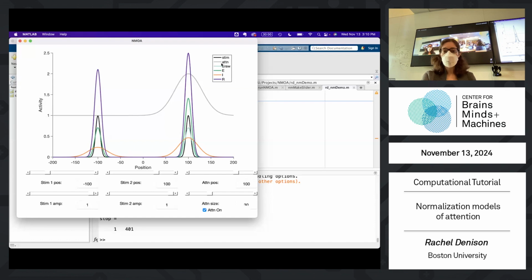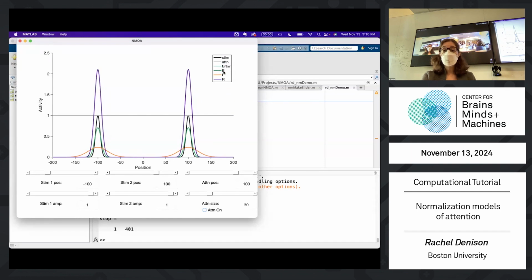We have attention, which I'm going to turn off for now. Let's all turn off attention. So there's just uniform attention across the whole thing. We're going to get to attention later. And then let's go through the other parts of this, what's being plotted here.